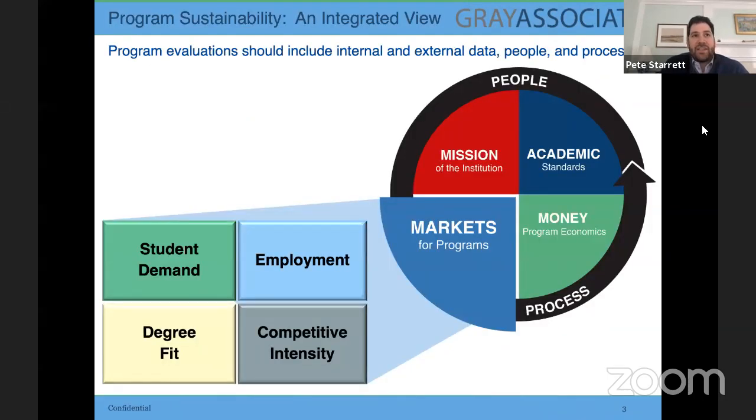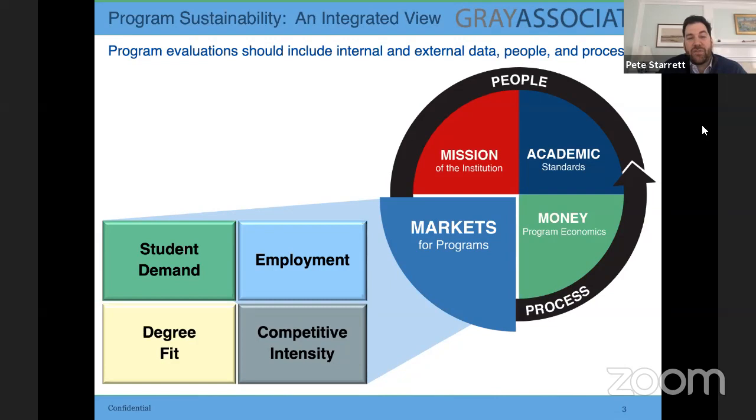So starting to dive into the data here, we'll be touching on student demand, but one of the key projects we work on is assessing our clients' program portfolios, which includes new programs, but in particular is a very detailed analysis of a client's current program portfolio. We've created an integrated process that includes internal and external data, as well as having the right people and process wrapped around it.